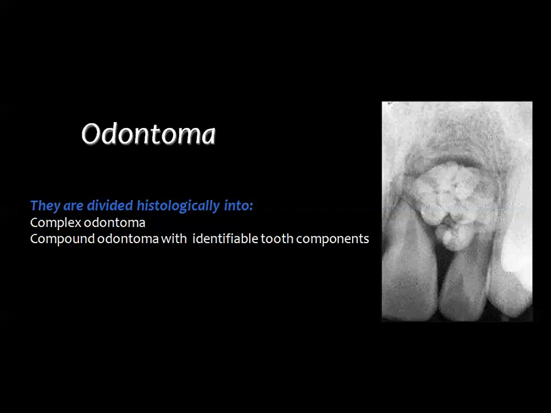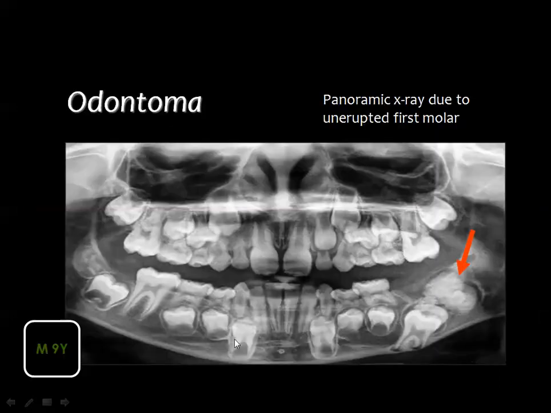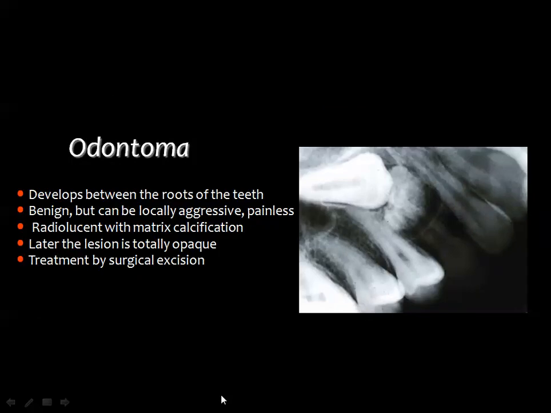And this is an odontoma, a sclerotic lesion related to an impacted tooth. And this is also an odontoma, which is a sclerotic lesion related to an impacted tooth. This lesion develops between the roots of the teeth. It is benign but can be locally aggressive. And you may say that most of the lesions affecting the mandible, the common lesions, are usually on the benign side, but they may show local aggressiveness. The lesion starts by being radiolucent, and by time it became radio-opaque, and the treatment is by surgical excision.